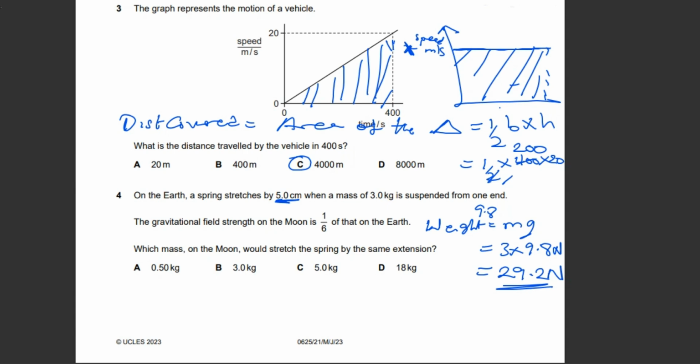So what we just need to know is this. This is the weight that produces this extension. So we want an equivalent weight on the moon, because let me show you, by the time you multiply this, the weight of that mass on the moon will be 1.6 multiplied by 3, and that will give you 4.8 whatever. Can you see that? So it can produce the same extension on the moon. So we need an equivalent. We need this weight. So to have this weight on the moon now, what mass do we need? So we are going to do something like this.